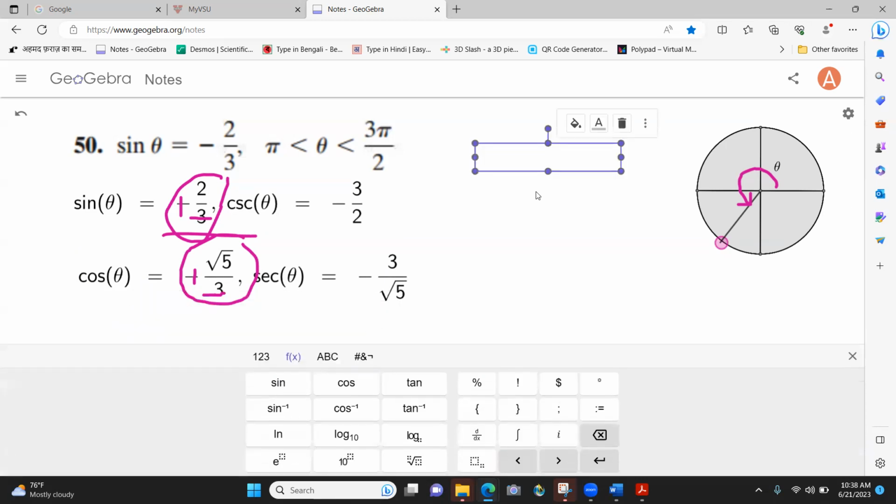All right. So tan theta is what, guys? If you know sine theta and cosine theta, you just divide sine theta by cosine theta, and you're going to get your tan theta. All right. If I know tangent, I can find cotangent by finding the reciprocal of tangent.